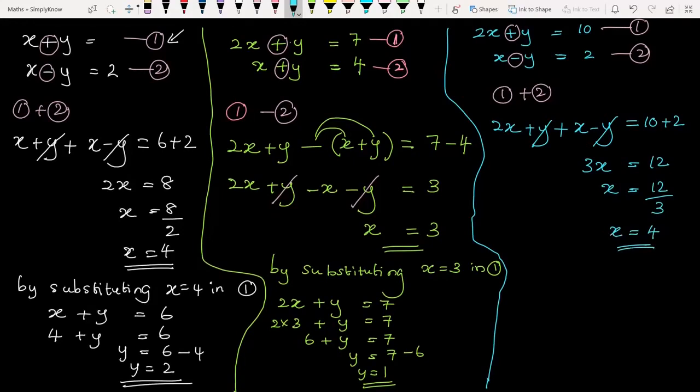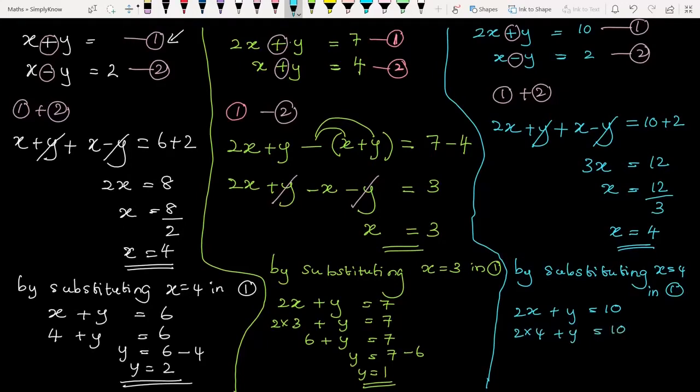Okay, then let's find the value for y by substitution. So again, I'm going to substitute into the first equation. Our first equation is 2x plus y equals 10. X is 4 now, therefore 2 times 4 plus y equals 10. 2 times 4 is 8. 8 plus y equals 10. So y equals 10 minus 8 and y is 2.